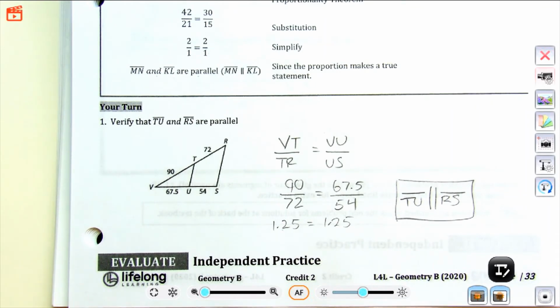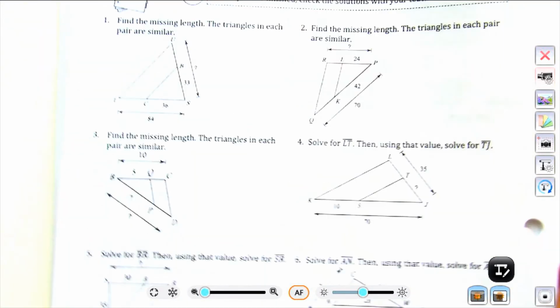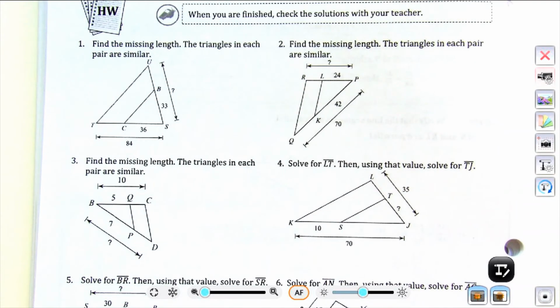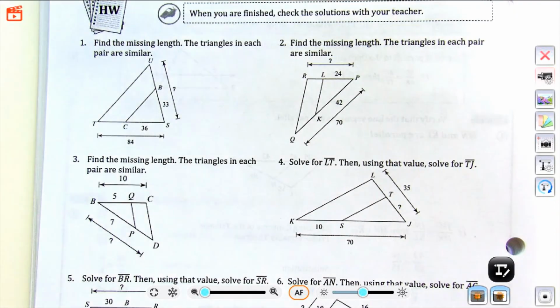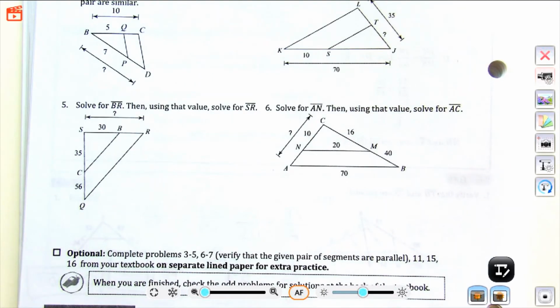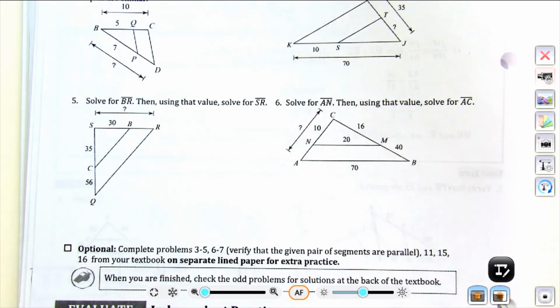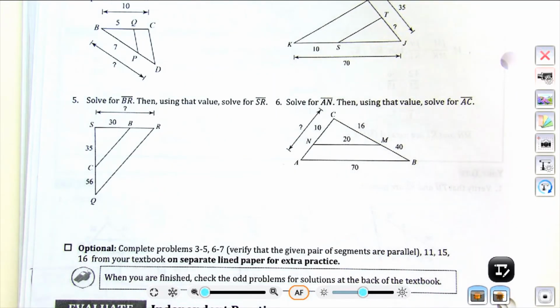Okay, and that pretty much wraps this lesson. So let's look at the homework. We have lesson 12.1 homework. You're going to have a lot of questions where we have to find the missing length. So let me see if I can do a problem with you guys. I'll do problem number 6 with you guys. Solve for AN. Then, using the value, solve for AC.